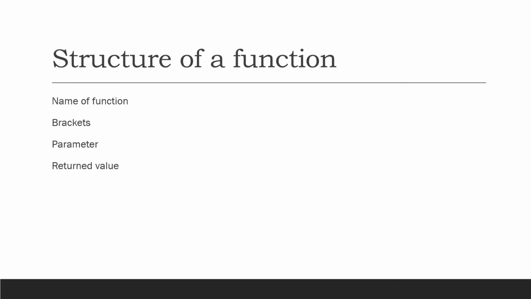Every function has the same structure. We see the name of the function followed by brackets. A value goes inside the brackets. That is called the parameter, and the parameter is the value that goes into the function. Every function creates a value because a function is an expression. It expresses a value, and the value that is expressed by a function is called the returned value. So let's have a look at an example so we can see this in action.